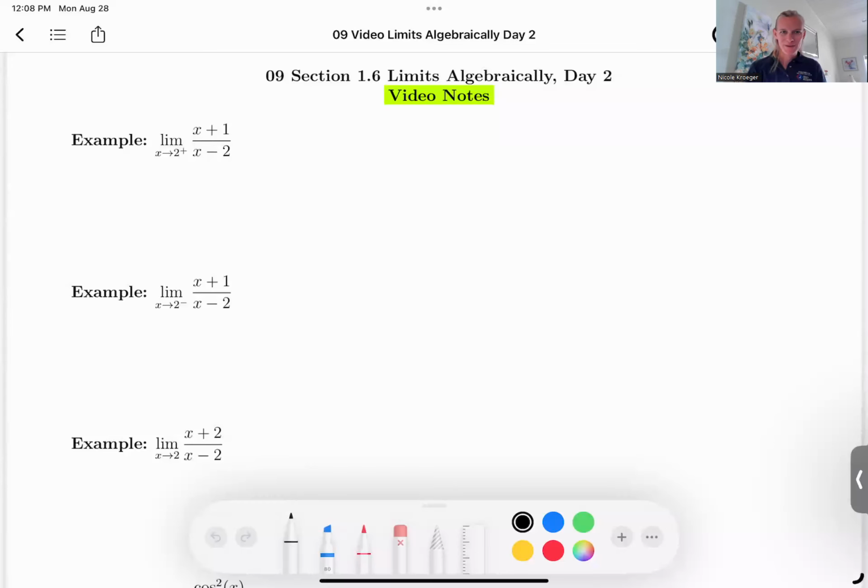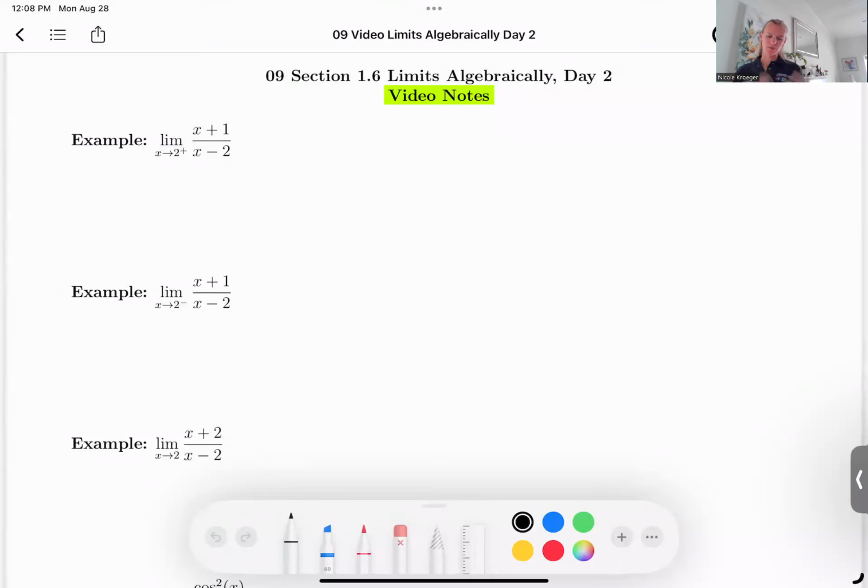Last class, we talked about limits where we got 0/0 when we plugged our number in, and that indicated to us that we had to simplify things. Today, we're going to look at examples where we get a number divided by 0. So we still have 0 in the denominator, but we don't have 0 in the numerator, in which case we won't be able to simplify, but we will be able to see some fun things that happen. So let's start with this first example.